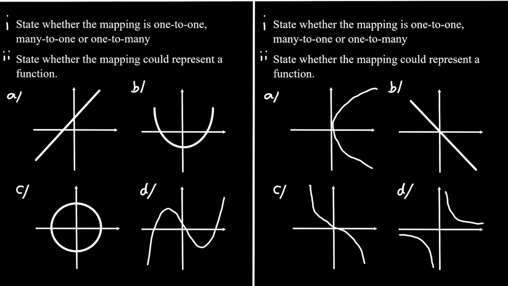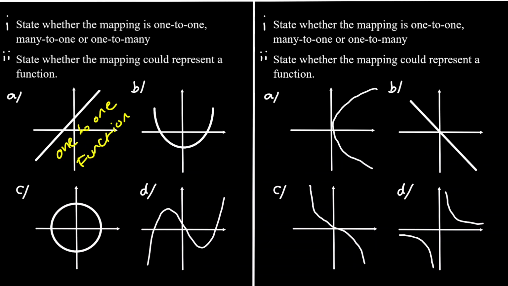Okay, so state whether the mapping is one-to-one, many-to-one, or one-to-many, and state whether the mapping could represent a function. So the first one, A, every one input gives us one output. There's only one way of getting each output. So it's one-to-one, and it is a function.